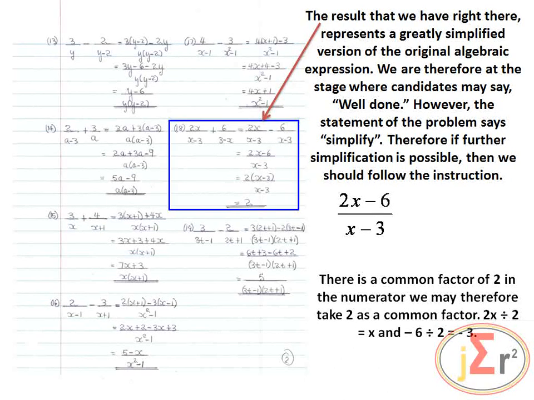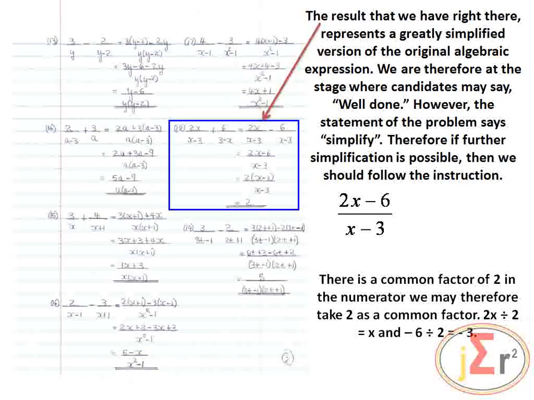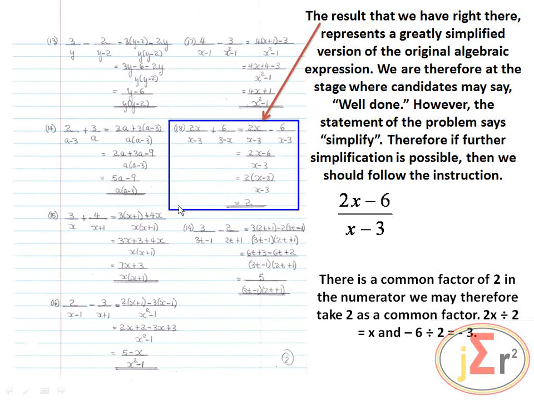There is a common factor of 2 in the numerator. We may therefore take 2 as a common factor. As we can see, 2 can go into 2x, 2 can go into negative 6. Therefore, we have a common factor of 2. So we may take 2 as a common factor. Also, 2x divided by 2 is x, and negative 6 divided by 2 is negative 3. So we take out the common factor 2 and say what? 2 into 2x, x. 2 into negative 6, negative 3.